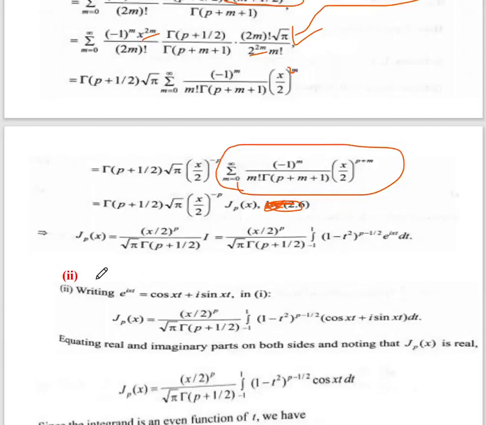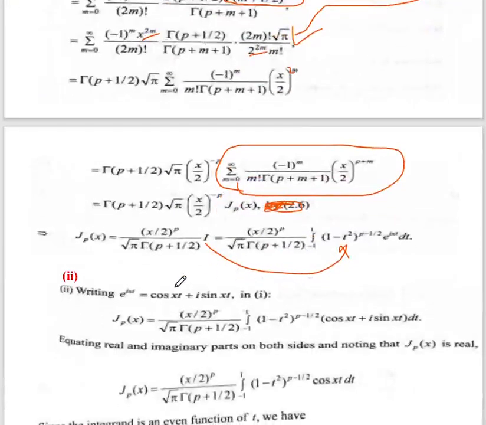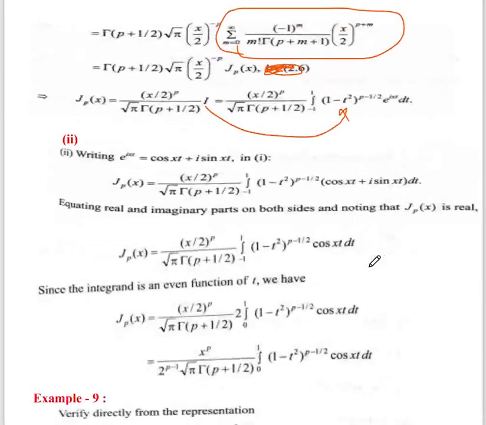So which implies jp of x equal to, rearranging the terms, x by 2 to the power p upon root pi gamma p plus 1 by 2 into I. We know that I is the integration from minus 1 to 1. So put the values of I from the equation, and we will get the required result. In this way we have proved problem number 8.